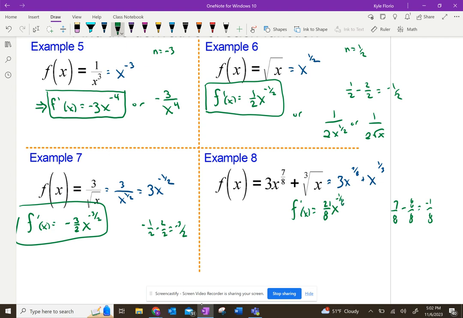The derivative of x to the 1/3 is going to be 1/3 x to the 1/3 minus 1. 1/3 minus 1 is negative 2/3. Nothing else to do here. There's our derivative. Okay.